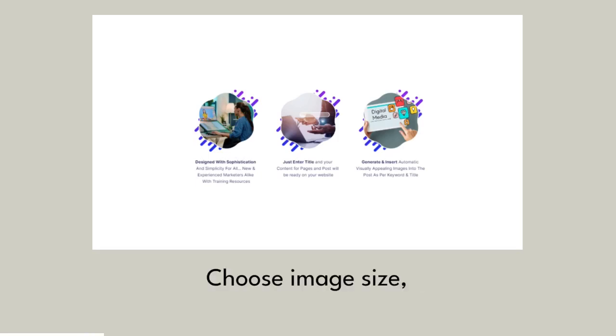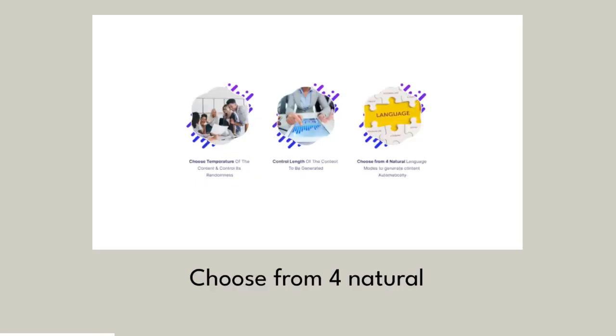Choose image size. Add feature images. Choose from 4 natural language modes to generate content automatically. Choose temperature of the content and control its randomness. Control length of the content to be generated.